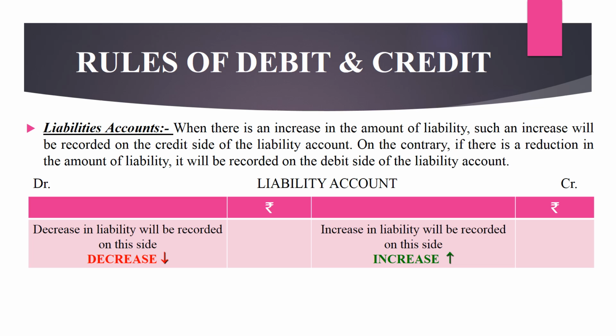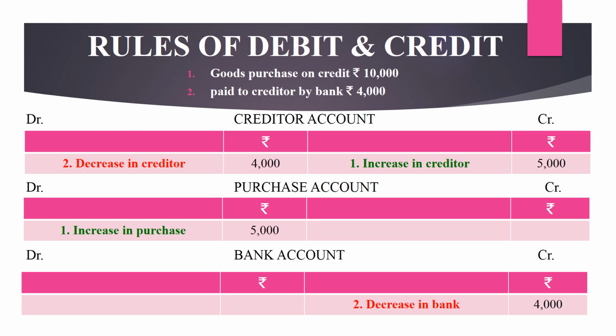So आपके सामने liability account का format है. Decrease in liability debit side record होता है और increase in liability will be recorded on the credit side. Okay, now example of liability account.